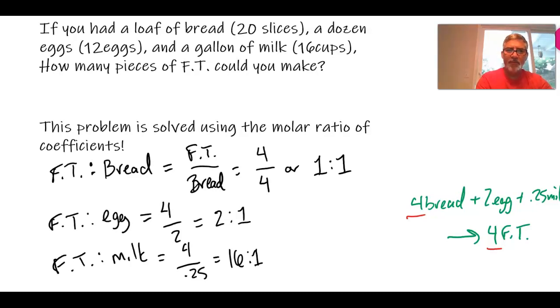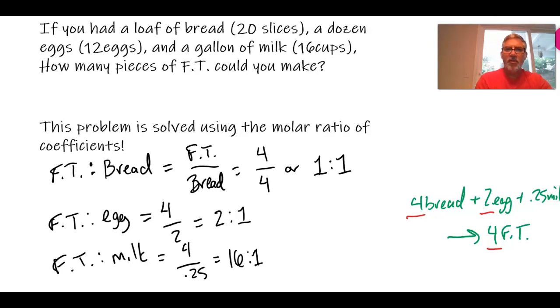If we look at eggs, my French toast to egg ratio is 4:2 or 2:1. So I can make 2 pieces of French toast for every 1 egg that I have. French toast to milk is 4 over 0.25 or 16:1. So for every cup of milk I have, I can make 16 pieces of French toast.